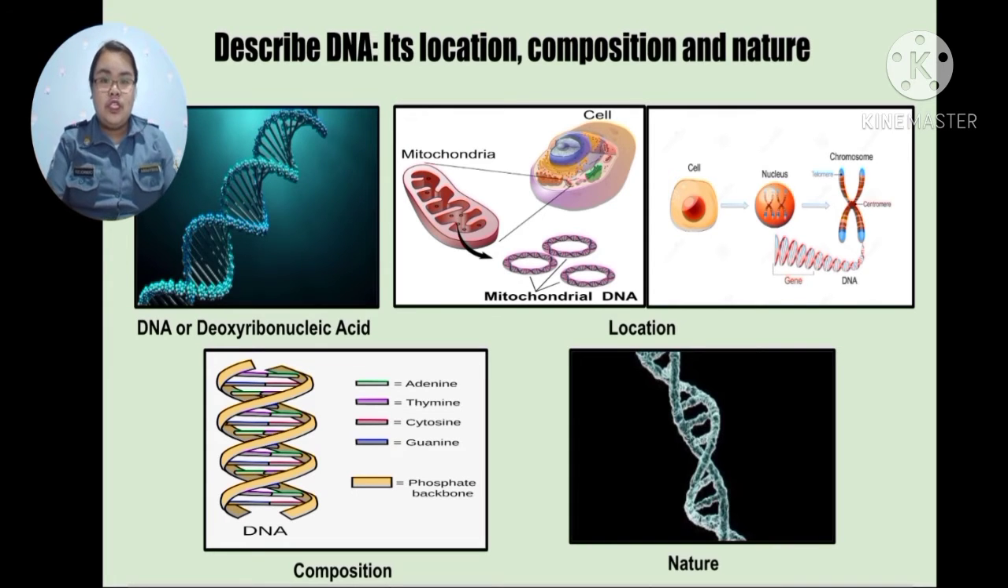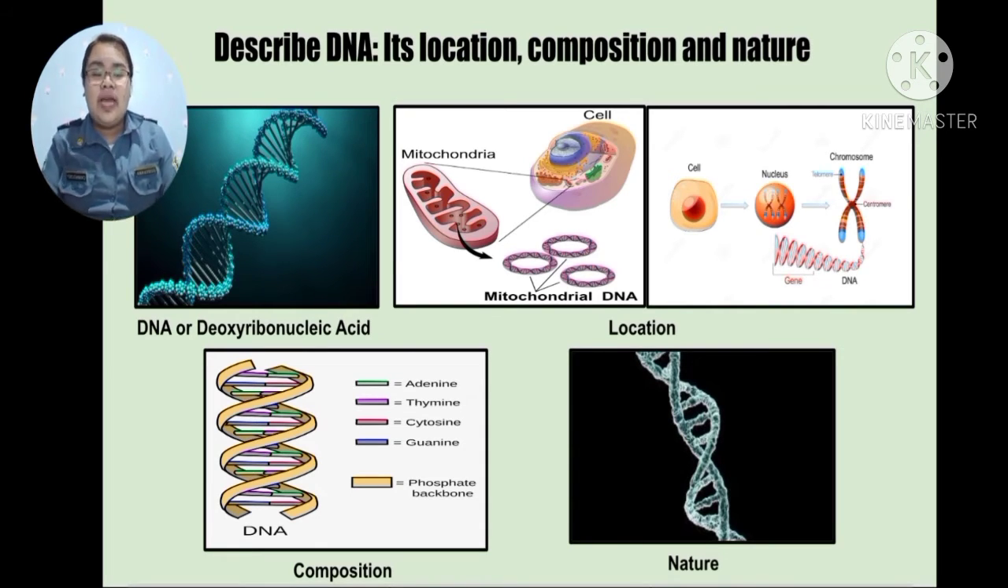So, next, sa composition naman daw po. So, ang DNA daw po is made up of molecules called nucleotides. So, ang nucleotides daw po is nagko-contain ng phosphate group, sugar groups, and nitrogen. So, meron daw pong type ang nitrogen. Ito yung A, adenine, T, thymine, G, guanine, and C, cytosine.